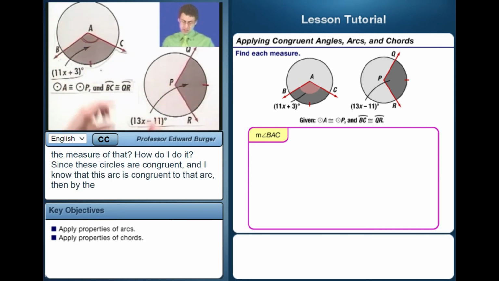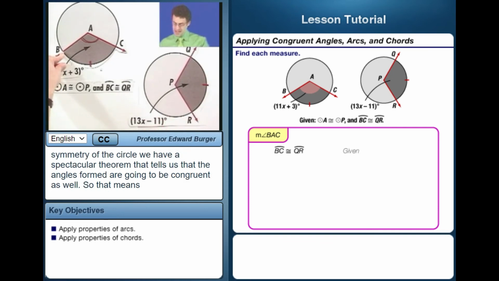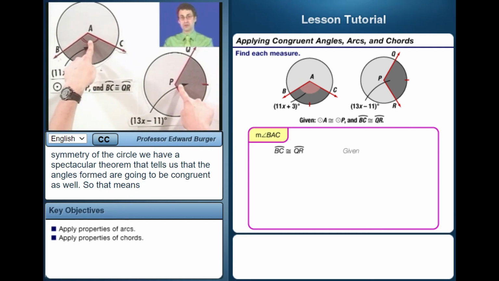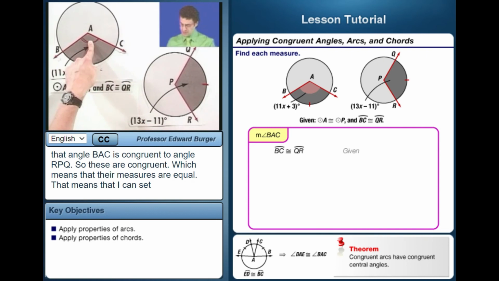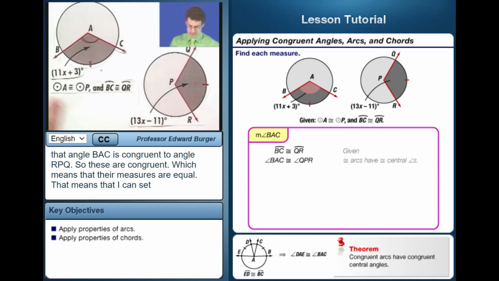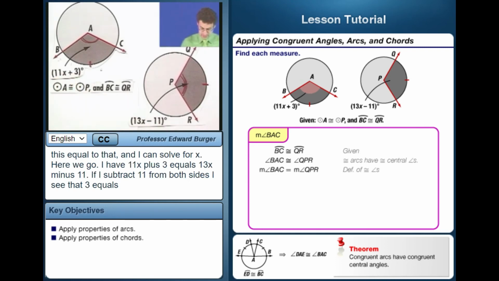Well, since these circles are congruent, and I know that this arc is congruent to that arc, then by the symmetry of the circle, we have a spectacular theorem that tells us that the angles formed are going to be congruent as well. So that means that angle BAC is congruent to angle RPQ. So in fact, these are congruent, which means that their measures are equal. Well, that means I can set this equal to that, and I can solve for x.